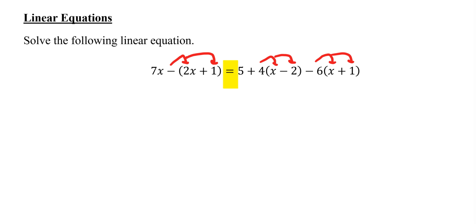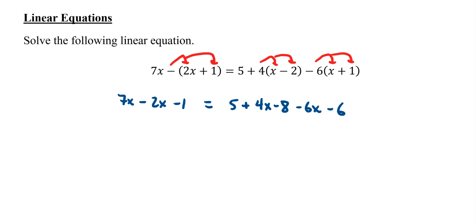We're going to distribute all of those numbers. So for the left side, we have 7x minus 2x minus 1, right? We distribute that. Technically, it's a negative 1 that we distributed. And then on the right side, we're going to distribute the 4, so 4x minus 8, and then distribute the negative 6, negative 6x minus 6. Think of that as your step 1.